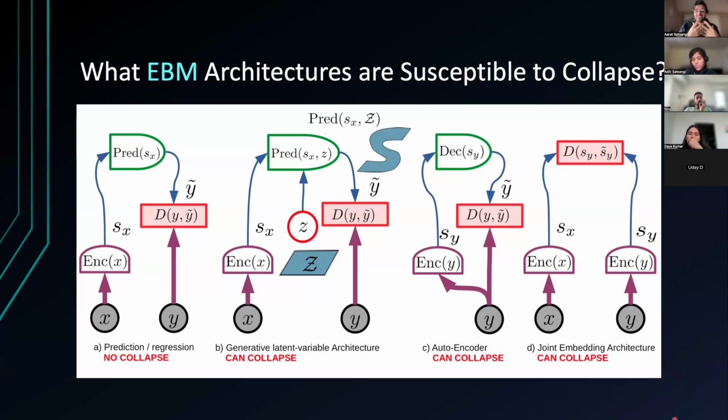And in joint embedding architectures, it's the same thing. If both of the encoders learn to exactly map the same point to the same thing, it's the exact same thing that we discussed before. Okay, is everybody clear on this?